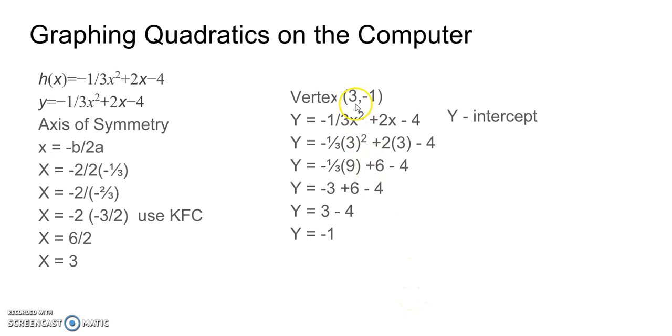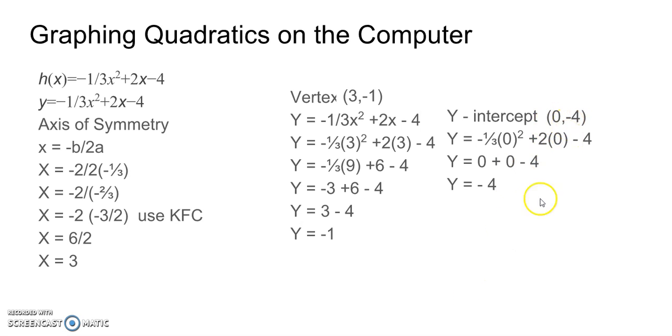Next, because this graph is not on the y-axis, I'm going to find my y-intercept. So to do that, I'm going to substitute 0 for x. The y-intercept is found on the y-axis, so that's when the value of x is 0. Next, I'll simplify this. 1/3 of 0 is 0. 2 times 0 is 0. 0 plus 0 minus 4. So y equals negative 4. So my y-intercept is at 0 comma negative 4. Next, I'll go back to my graph and plot those points.